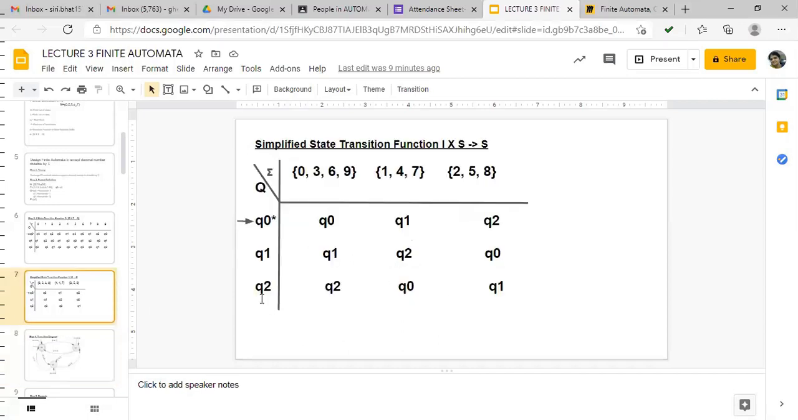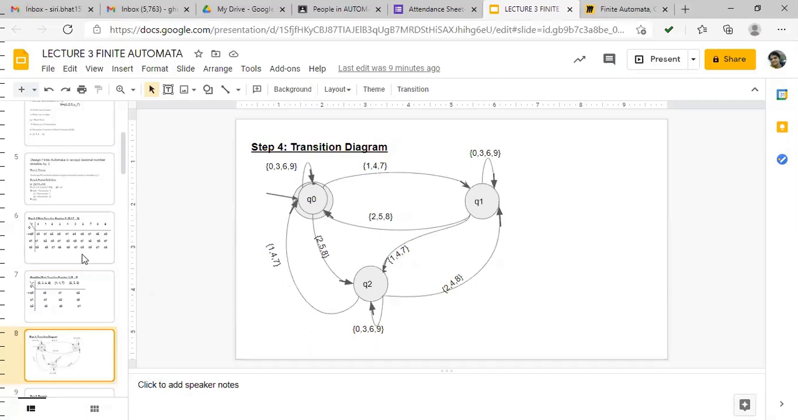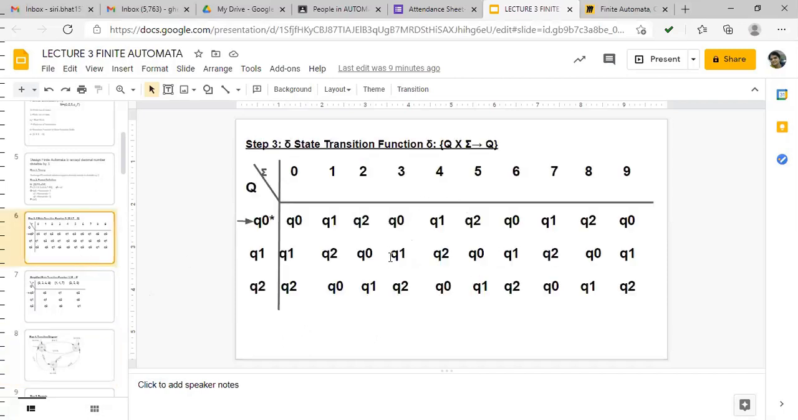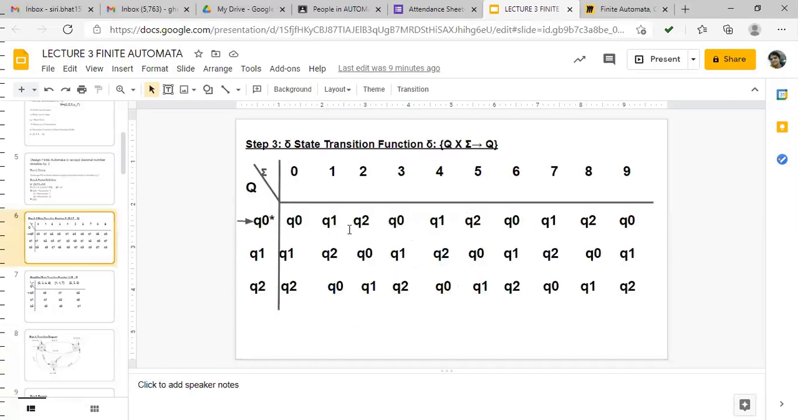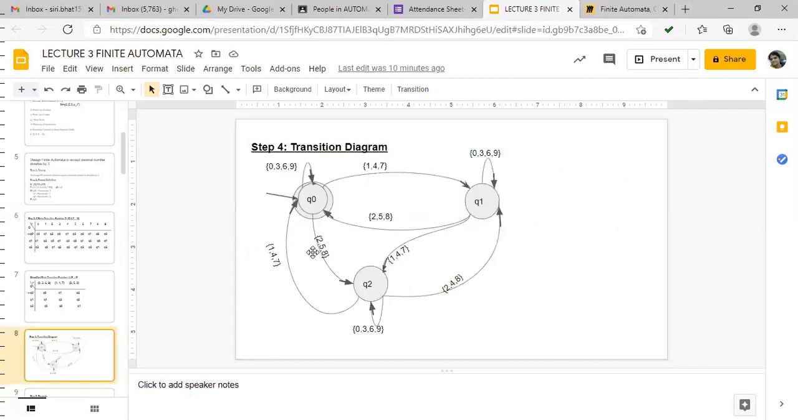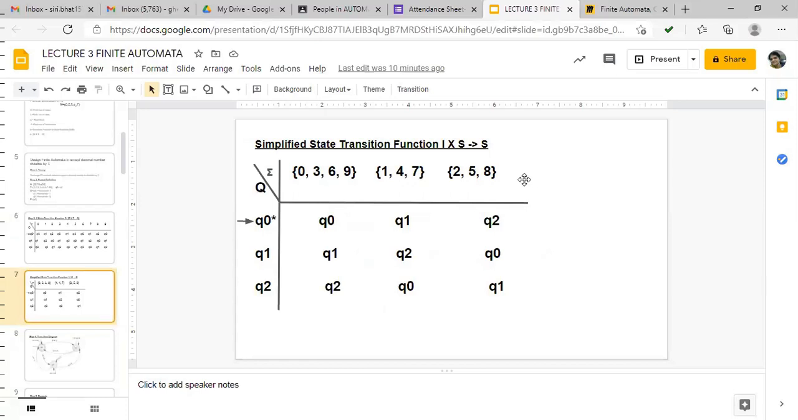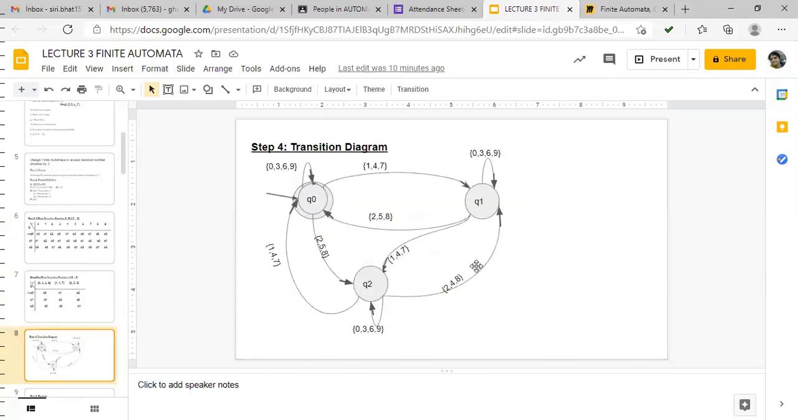Similarly, we also have to draw three arrows for Q2. Just imagine if we drew the transition diagram for each digit separately. It will be a mess, right? Q0 on 0 goes to Q0, Q0 on 3 goes to Q0. How many arrows would we have to draw? So instead of that, we can directly combine them and draw a simpler transition diagram.